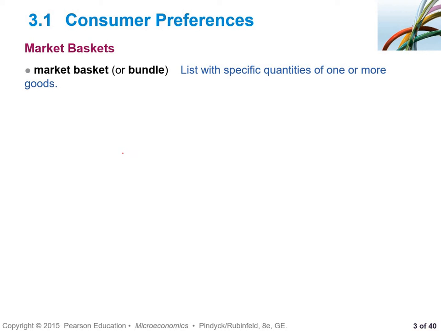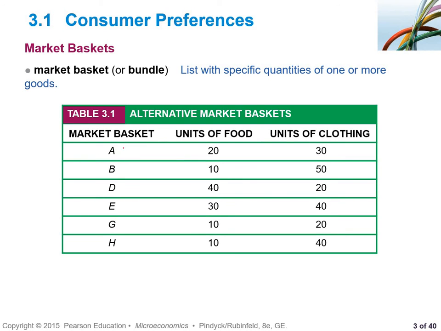So, starting from consumer preference, first you want to think about a market basket. In this market basket, we are saying that there are different specific quantities of one or more goods. So here we have different market baskets A, B, D, E, G, H. These are all different market baskets in which you are looking at different units of food and different units of clothing. For example, in market basket A, there are 20 units of food and 30 units of clothing. In market basket B, 10 units of food and 50 units of clothing.